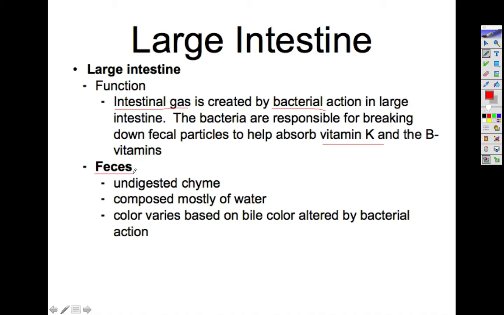And then your feces as a whole is comprised of undigested chyme, water as well, and then your color varies based on your bile color and how that interacts with your bacteria. So bacteria interact with the chyme itself and then also the bacteria that are breaking the chyme down, and that's what changes the color of your feces. Little known fact.